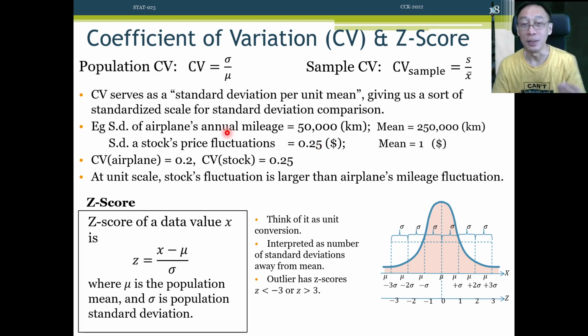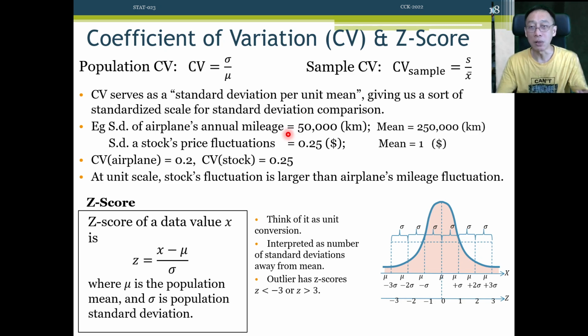Now we ask which series of numbers, the airline mileage or the price fluctuation, fluctuates more? Which one has a larger fluctuation, or relative fluctuation? To answer this, if we just look at the standard deviation, of course the airline mileage wins, right? But that is a problem, because then it will always win. Is it so?